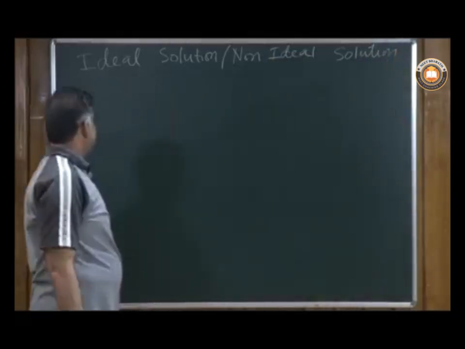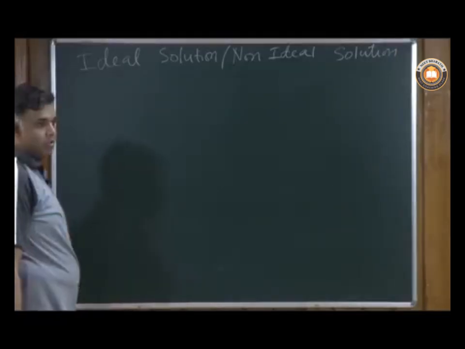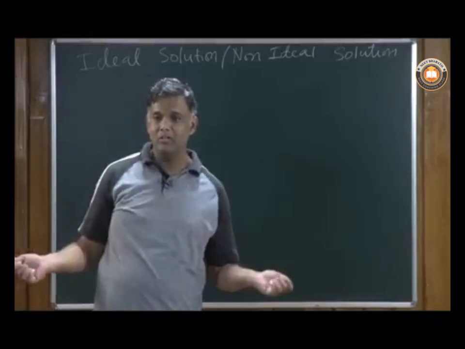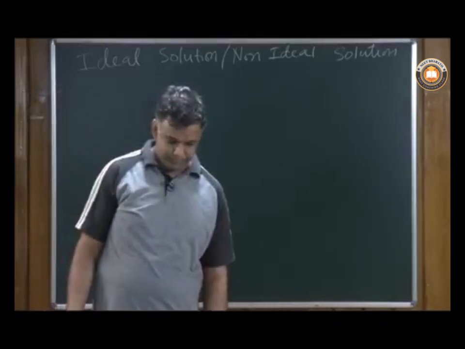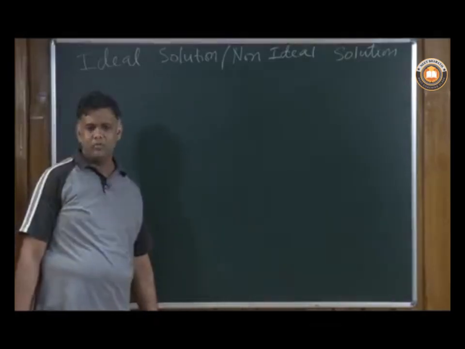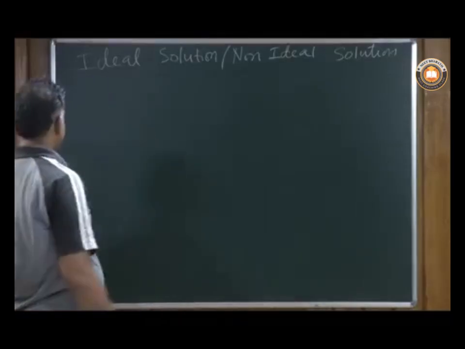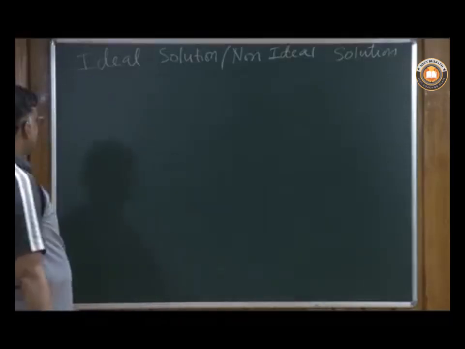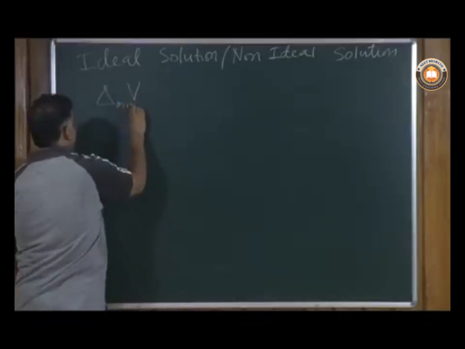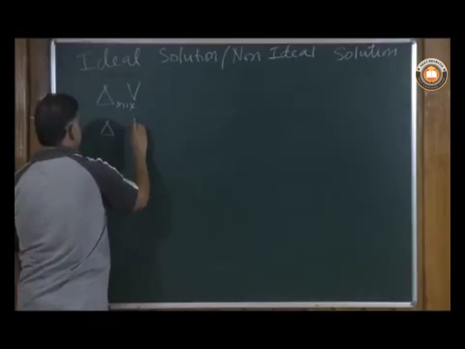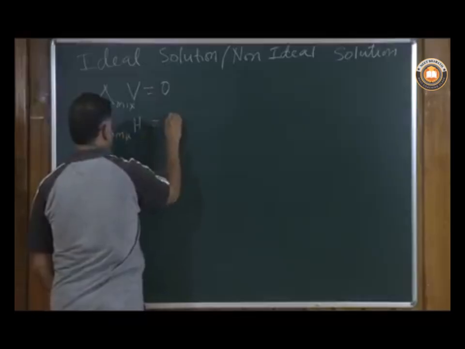So, what makes a solution ideal? If a solution follows Raoult's law over the whole range of concentration, then this solution is called an ideal solution. But the question is, what makes them follow Raoult's law? And that is where two very important quantities come in. Those are delta V of mixing and delta H, the enthalpy of mixing, and they should be 0.